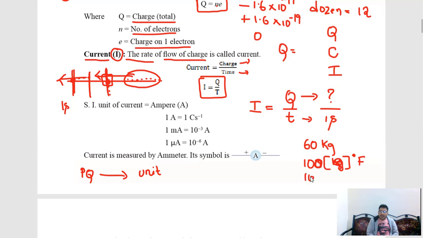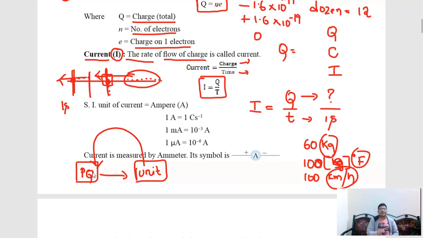So if I say 100 kilometer per hour, you can say what is your speed? Like that, just by changing these kg, Fahrenheit, kilometer per hour, you are saying about the physical quantity. So simply to say, the unit will represent the physical quantity. Now the physical quantity is current. What is the unit of current? It is ampere. Here you can observe the unit of current is ampere, which should be represented with the capital letter A.